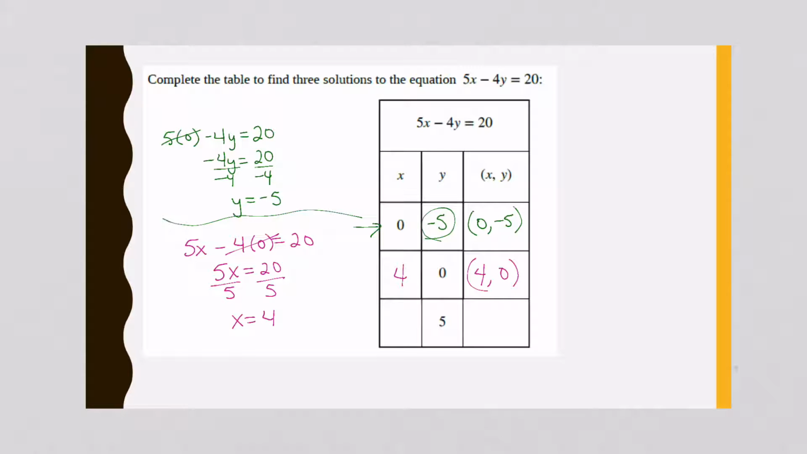Now they just randomly picked 5, and they put it in the y position, which is fine. We can pick any numbers we want and solve for the other one. So I'm going to put 5 in where I see y. So I've got 5x minus 4 times 5 equals 20. 5x minus 20 equals 20. I would add 20 to both sides to solve for x.